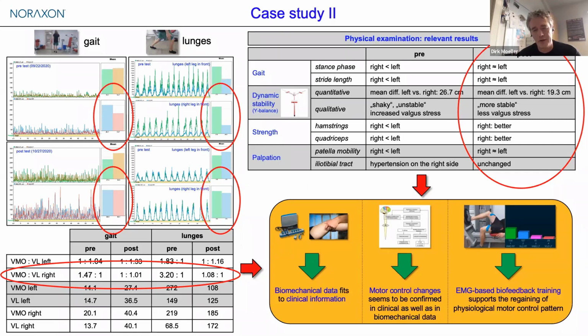And as I mentioned, with the evidence, the EMG-based biofeedback training supports the regaining of physiological motor control patterns. So we have a perfect control of the muscle activity of the VMO and VL. For this patient it was absolutely necessary. If you hadn't used the EMG, you would train more or less the VMO with the lunges. And that means that we trigger the pathophysiological motor control pattern. So we need this EMG-based biofeedback training for this patient.